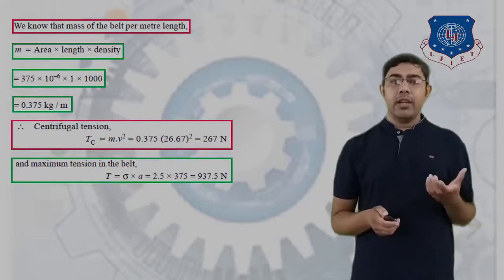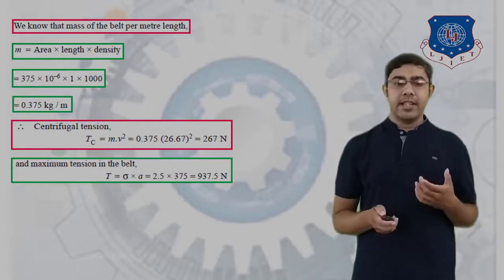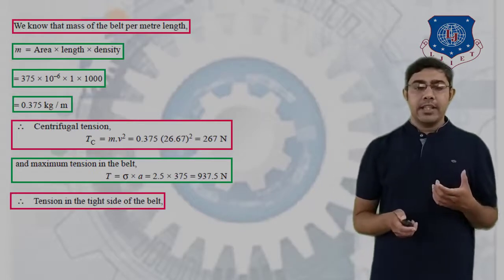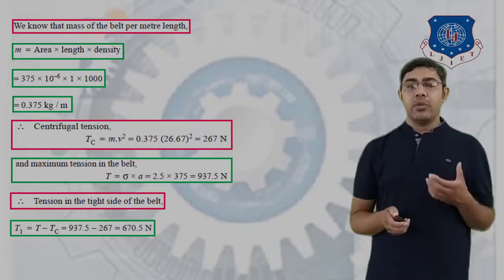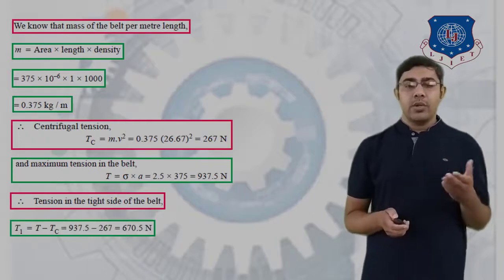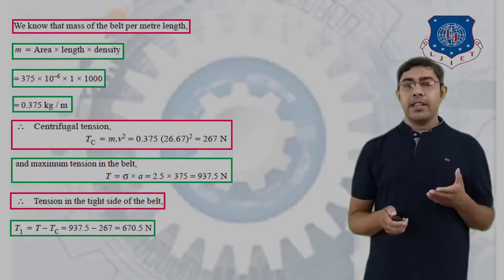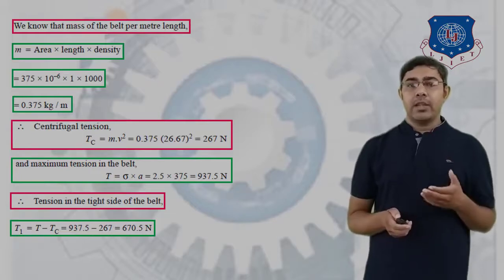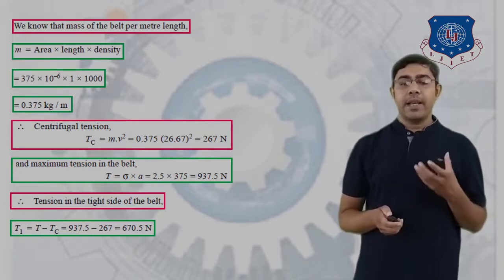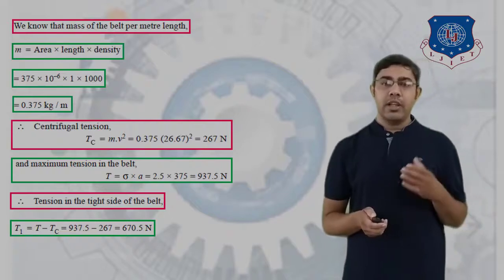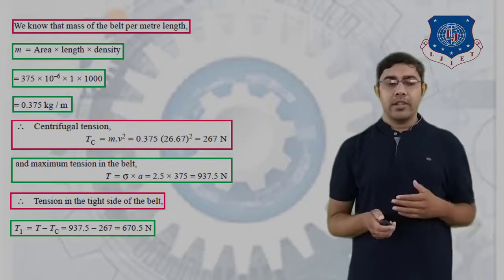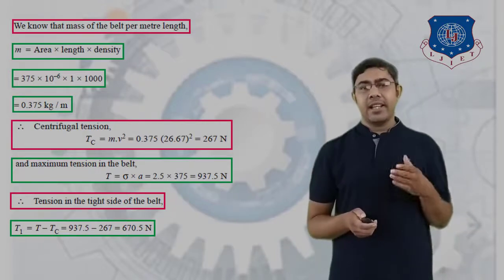Now we have a value of maximum tension T and centrifugal tension Tc. So we can calculate the tension in the tight side of the belt, that is T1 is equal to T minus Tc. So T here is 937.5, and Tc here we calculated 267. So if we place all these values, we get T1 is equal to 670.5 Newton. So this is the tension in the tight side.